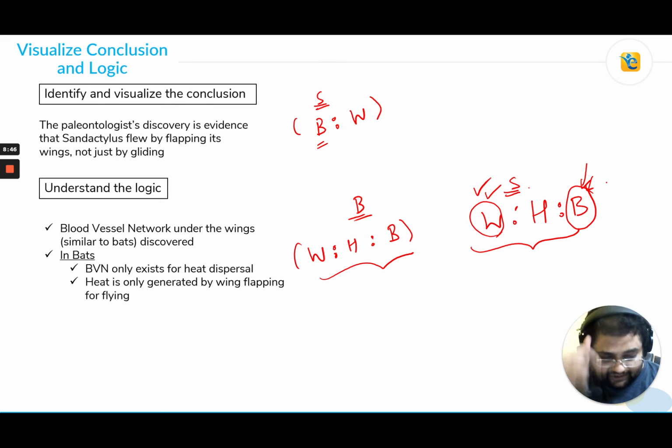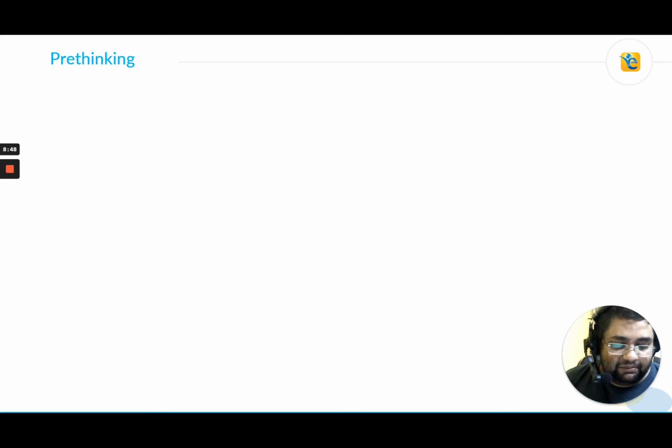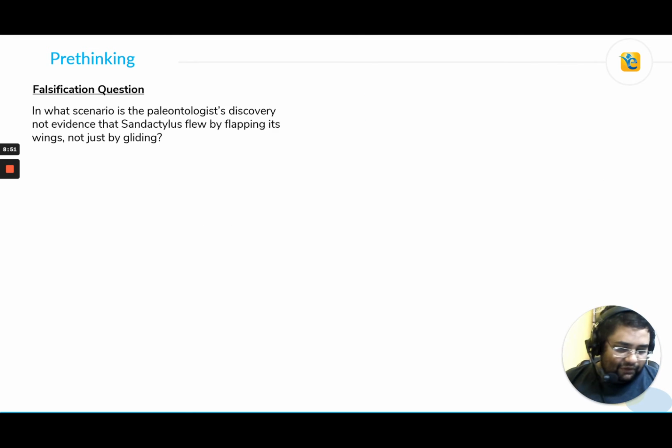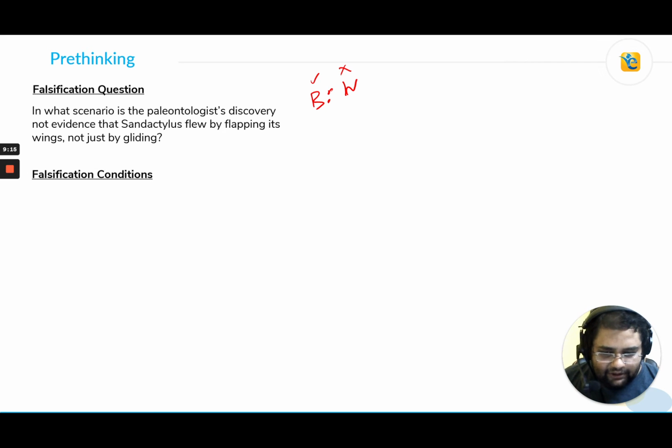Now, with this as clarity, let's move to the next step, that is pre-thinking. Again, first frame the falsification question. The conclusion is that the discovery is proof that Sandactylus flew by flapping its wings. So what do we need to know? In what scenario is this discovery not proof that Sandactylus flew by flapping its wings? Given the mechanism that's observed in bats, what are those conditions that can actually break this conclusion?